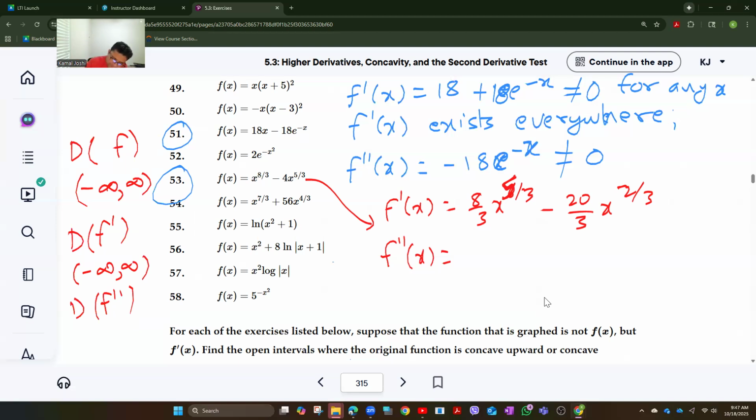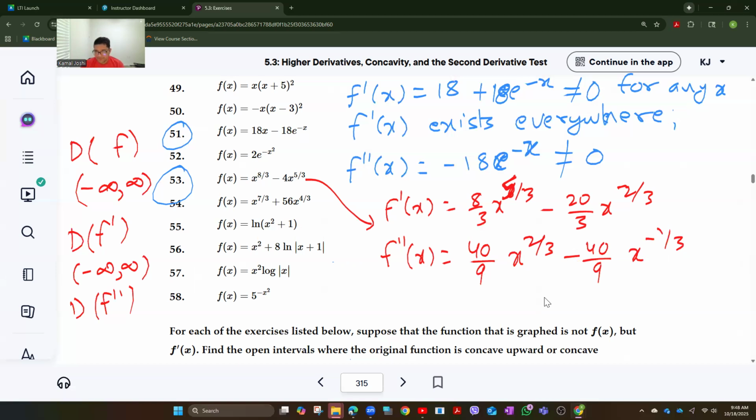That will be, bringing 5 over 3 there, 40 over 9 x to the 2 over 3 minus 40 over 9 here as well. When you multiply, that's a curious case. I think that is designed like that so you can solve the equation easily. Now it will be x to the minus 1 over 3.